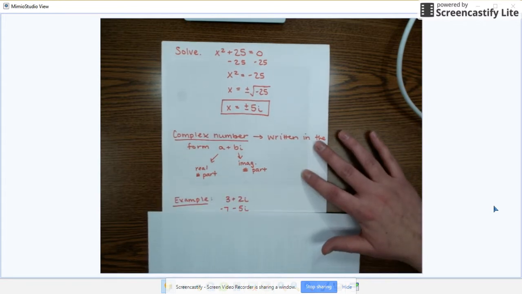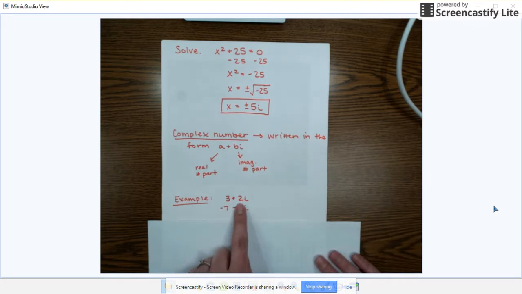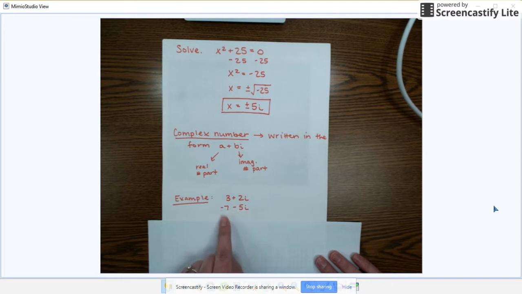Here's a couple examples, just really basic. We have 3 plus 2i. You can also have some negatives in there. So -7 minus 5i. You could have 10 minus 6i. Anything with those two parts is going to be a complex number.